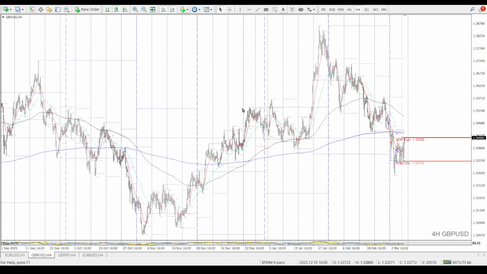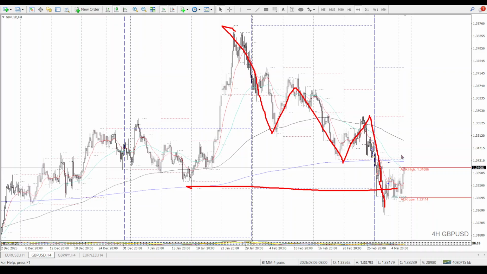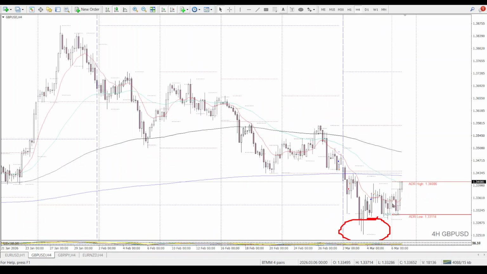Then for GU, I was looking at the H4. Again, we are in the sell cycle. So for me, we've broken this low and we started to accumulate. This was for me the low of the week, and I was already looking for buying opportunities. The whole week, again, we were just accumulating.